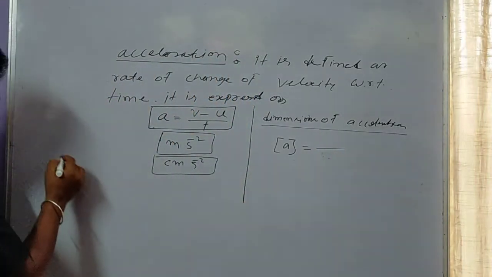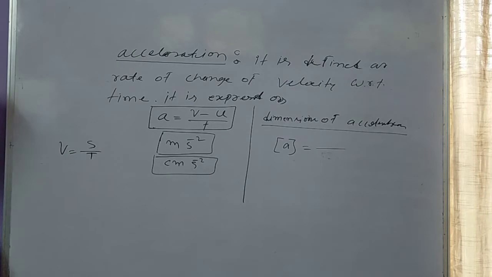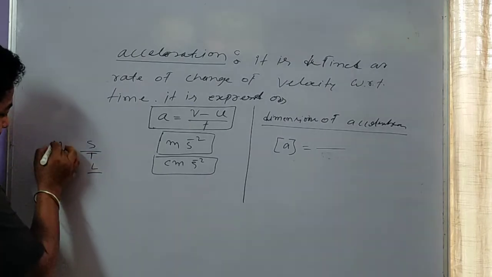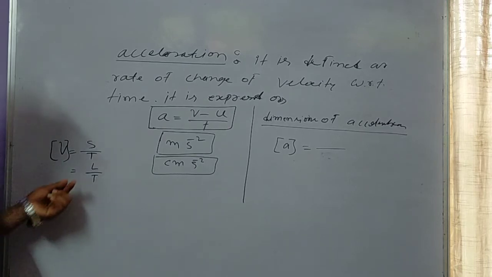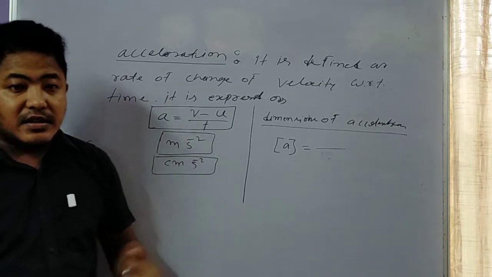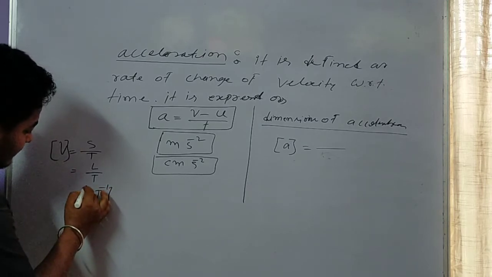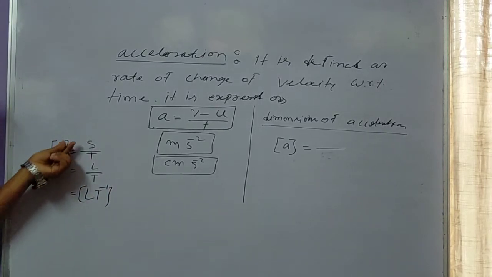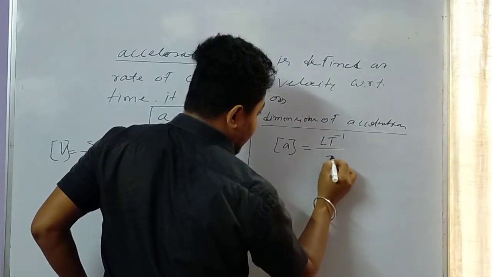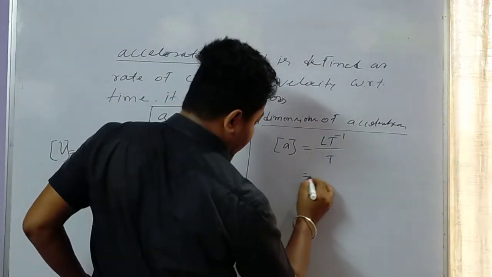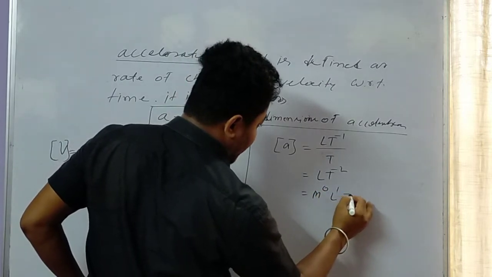Velocity is equal to displacement by time. Displacement will be L and time will be T. So you have come to know how to find the dimension from the previous chapter. This is L T inverse 1, the dimension of velocity. So if I write here L T inverse 1, and below it will be time T, that means in total we find L T inverse 2. And if I write, this is M power 0 L power 1 T inverse 2.